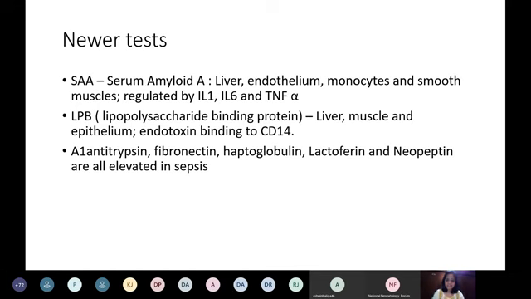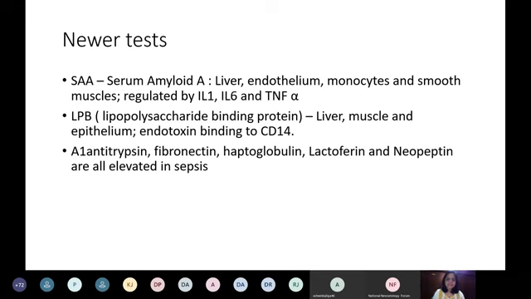The newer tests. I'm happy that I passed my PG before all this came into picture, but then we need to know because we are still practicing and these are all available. So if finance is not a constraint and the lab has all these tests at your disposal, then I think we need to know these are the other tests which we can do if we don't get any evidence from the previous tests we have so far done.